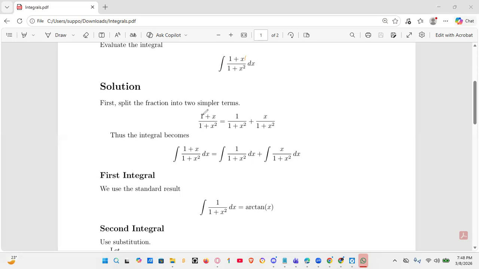When we add two fractions, the denominators have to be the same. So, some basic maths rules: if I have to add those two, then my denominators would have to be the same. In this case, we are reversing that process by splitting this sum up into 1 over 1 plus x squared plus x over 1 plus x squared.